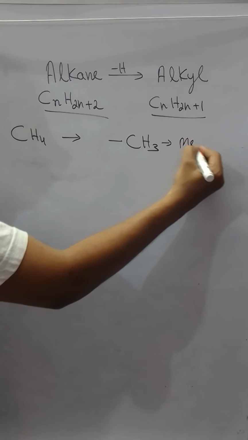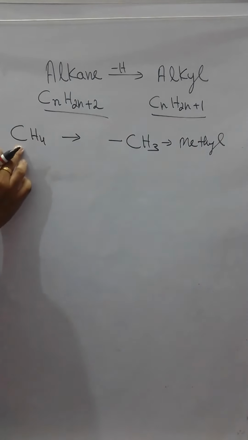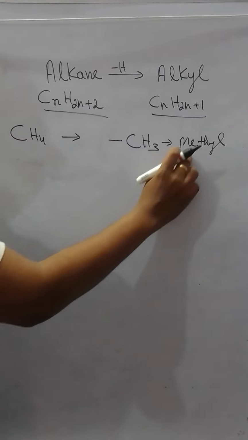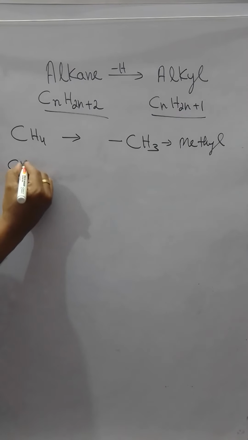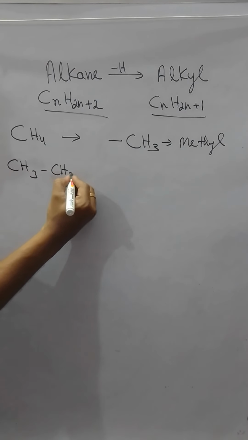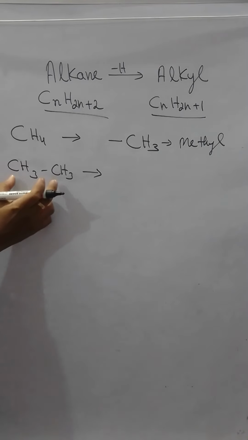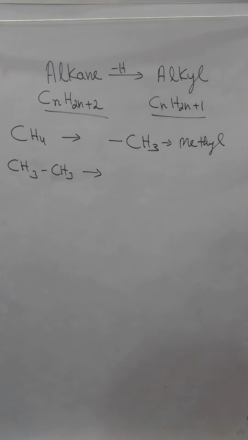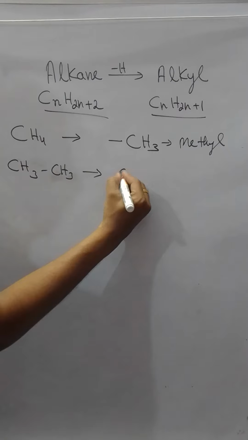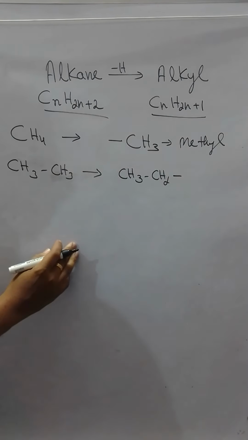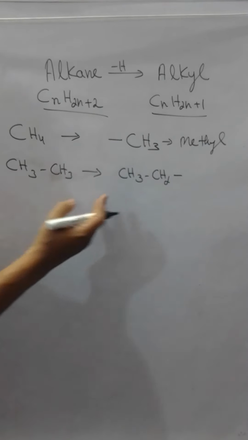Now we call this methyl because we start from methane, an alkane, remove one hydrogen, alkyl. Methane will be methyl. In the same way, CH3 and CH3. Now look at this. This is a primary carbon, this is also a primary carbon, and there is only one type of carbon atom. Though there are two carbon atoms, there is only one type of carbon atom over here. So I'll remove one hydrogen from here. It is CH3, CH2, and the bond. Now this bond can be present on this side or this side, it doesn't matter.